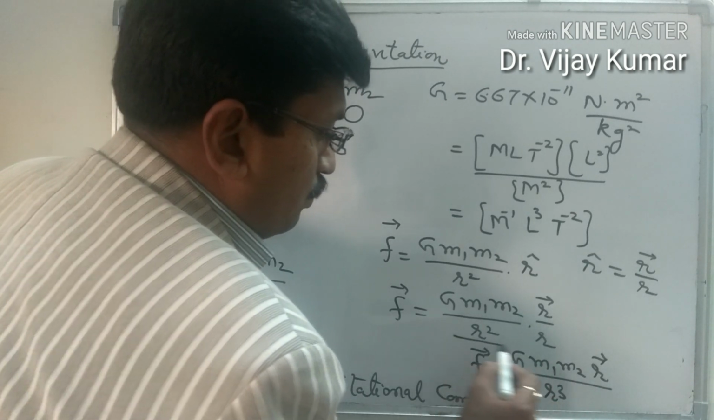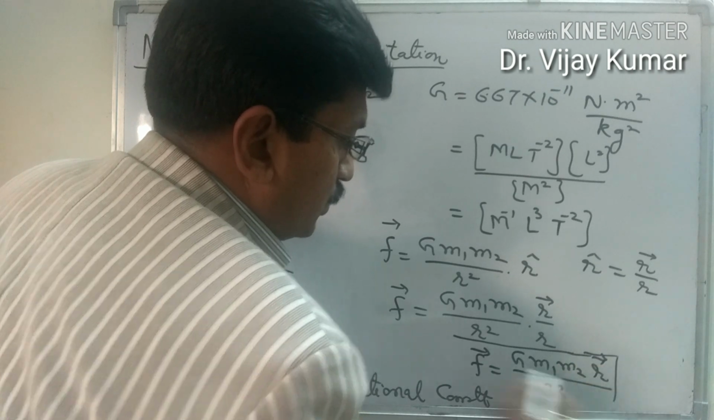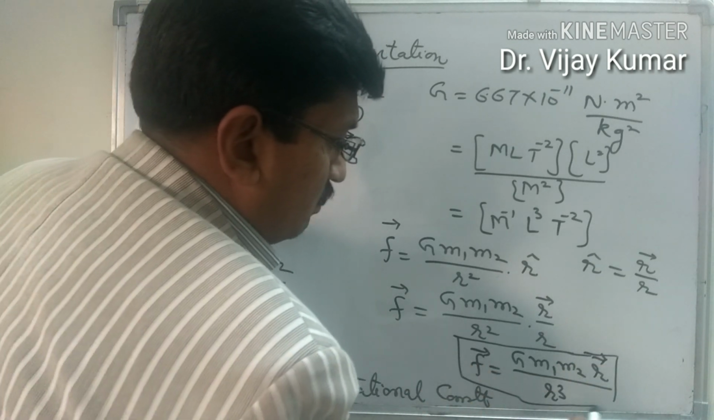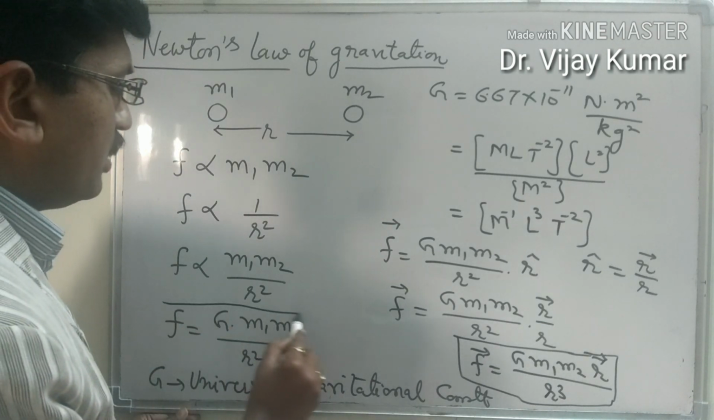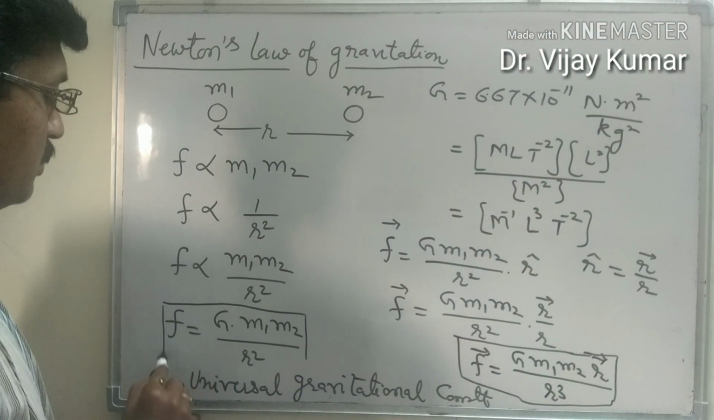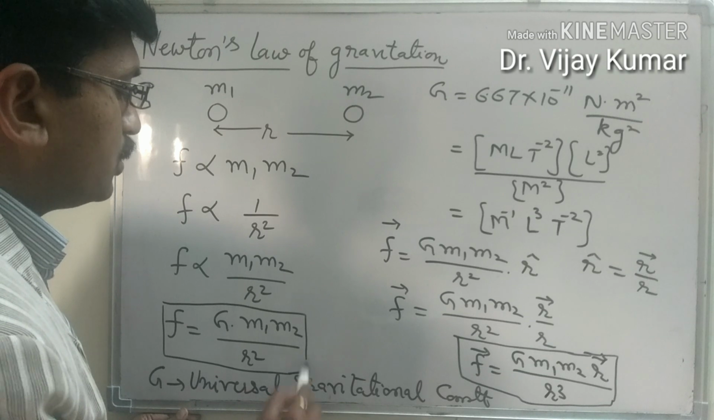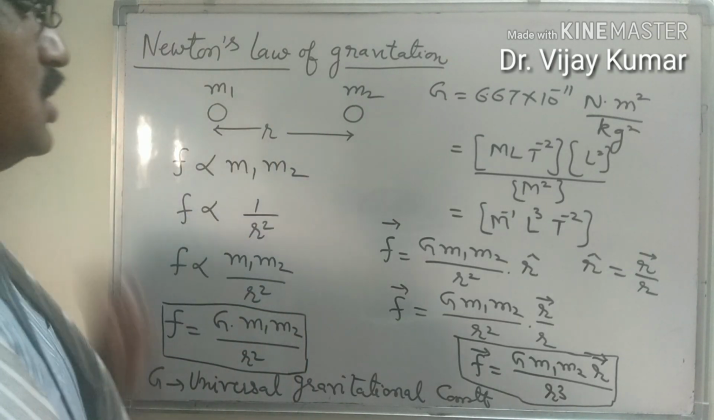This is the vector form of the force which acts between these two bodies, and this is the scalar form, which means the magnitude of the force acting between these two bodies.